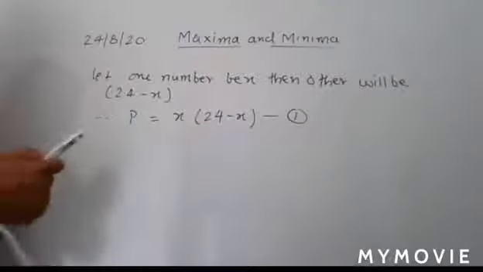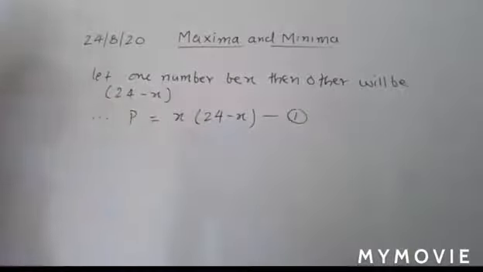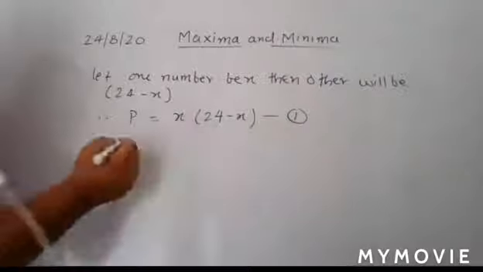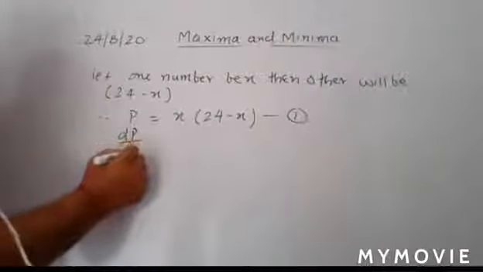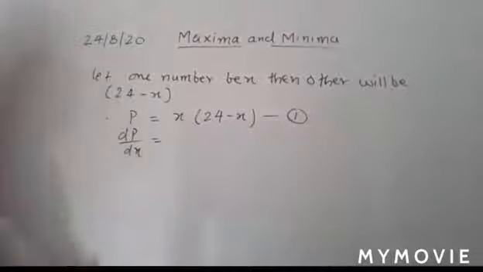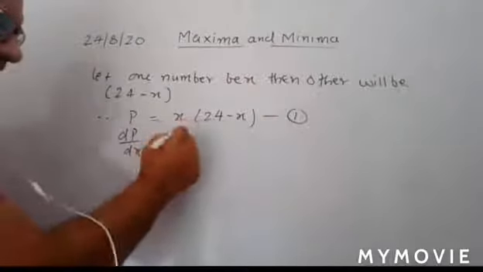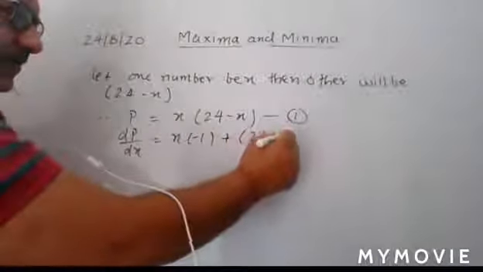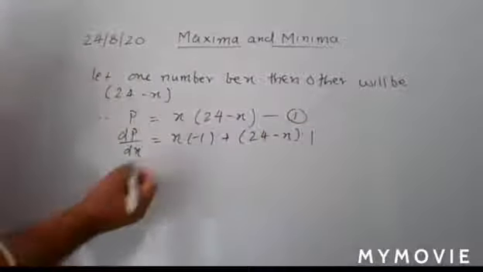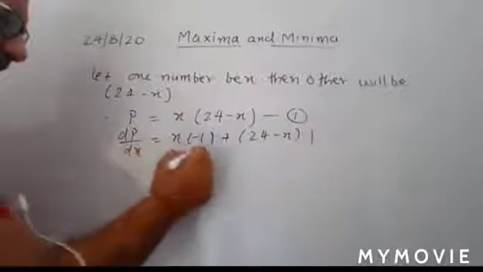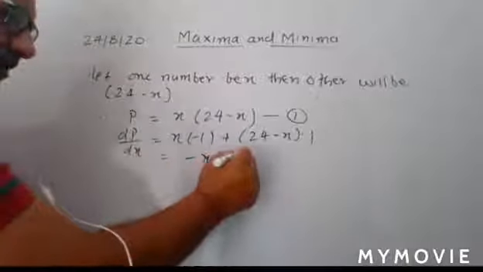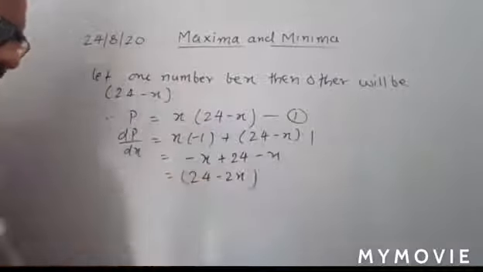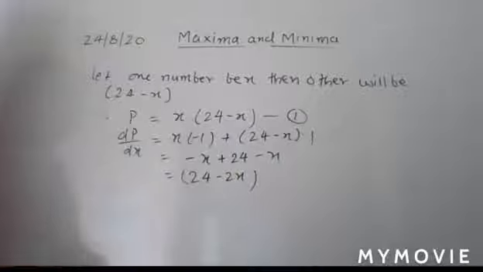Means you have to find the value of x and 24 minus x in such a way that its product is maximum. So you have to differentiate it with respect to x, that means dP by dx. First function times differentiation of second, which is minus 1, plus second function 24 minus x times differentiation of first, which is 1. Now simplifying, you have minus x plus 24 minus x, that is equal to 24 minus 2x.